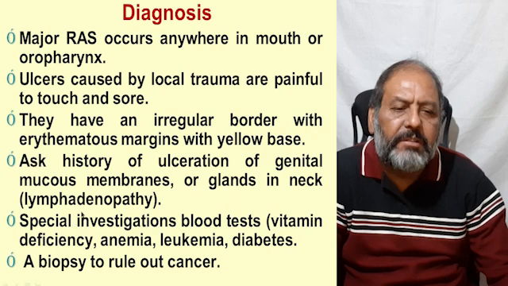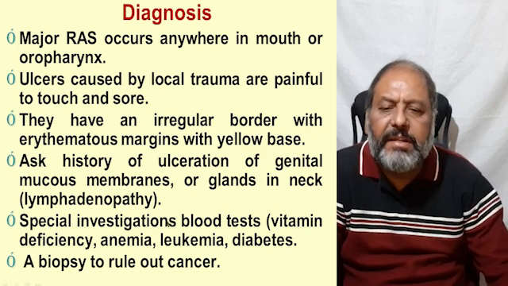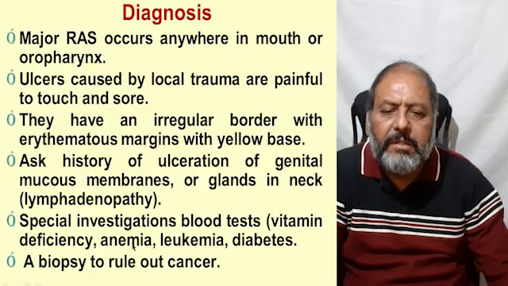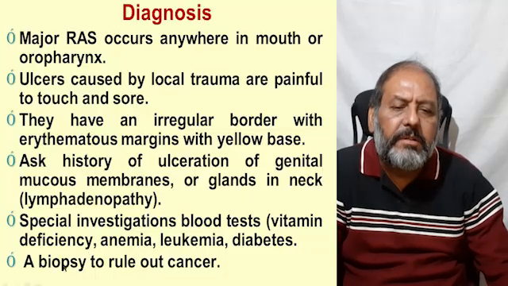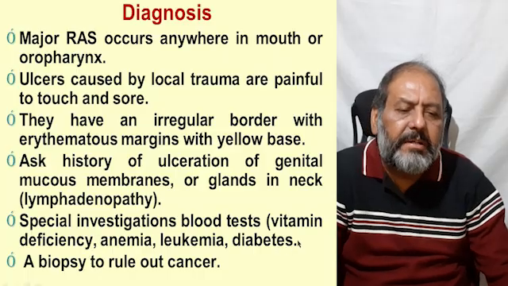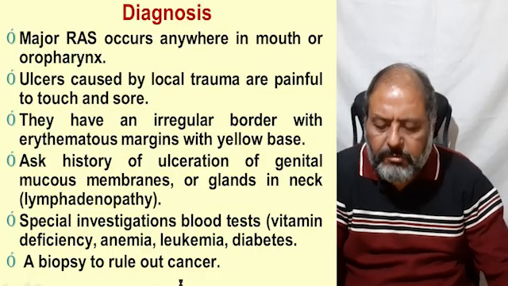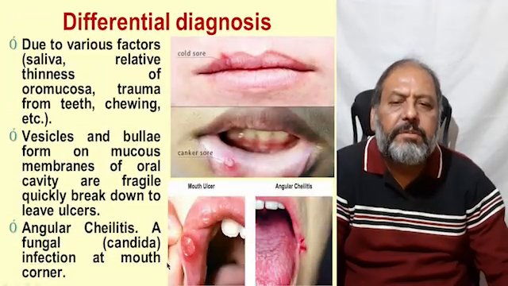Ask for a history of ulceration of the genital mucous membrane, or of glands in the neck, lymphadenopathy. Special investigation: a blood test for vitamin deficiency, anemia, leukemia and diabetes is sometimes done. A biopsy to rule out cancer is done.